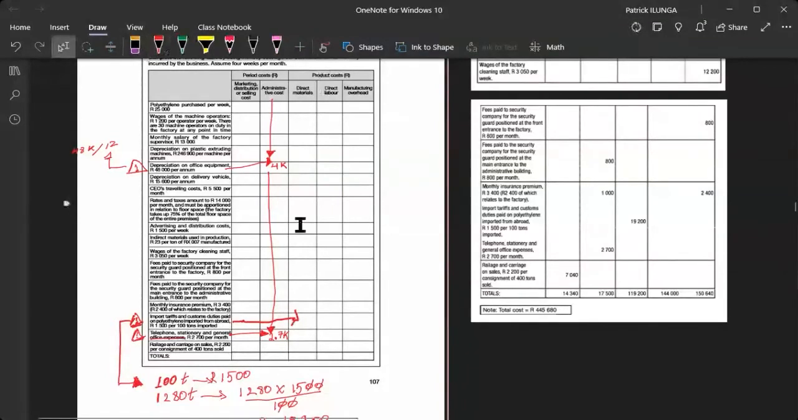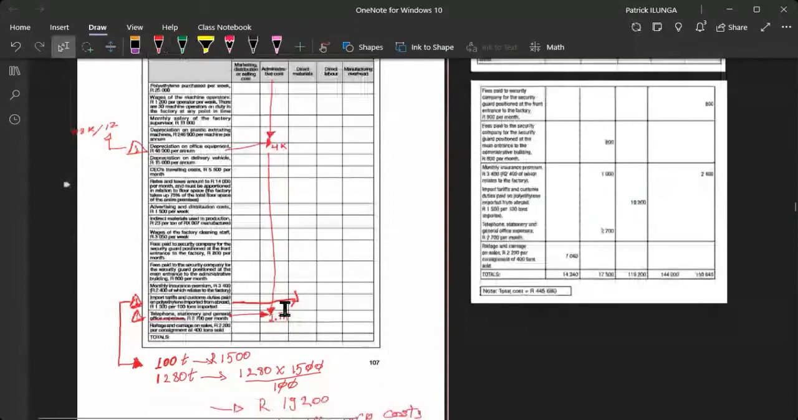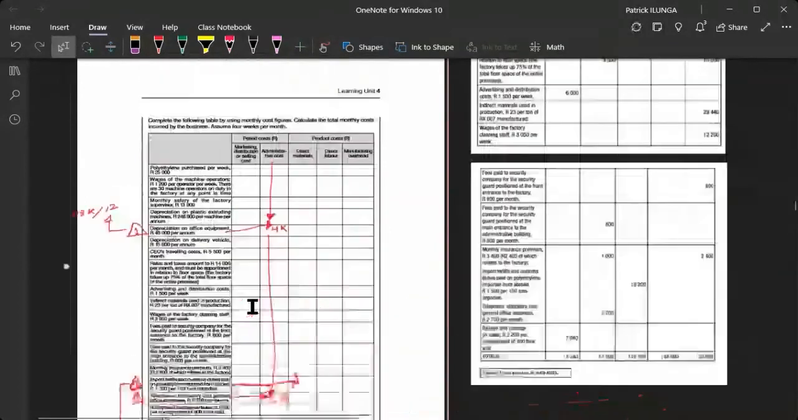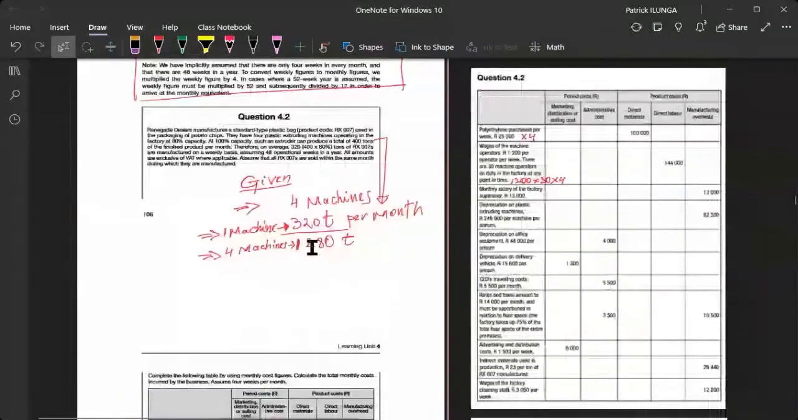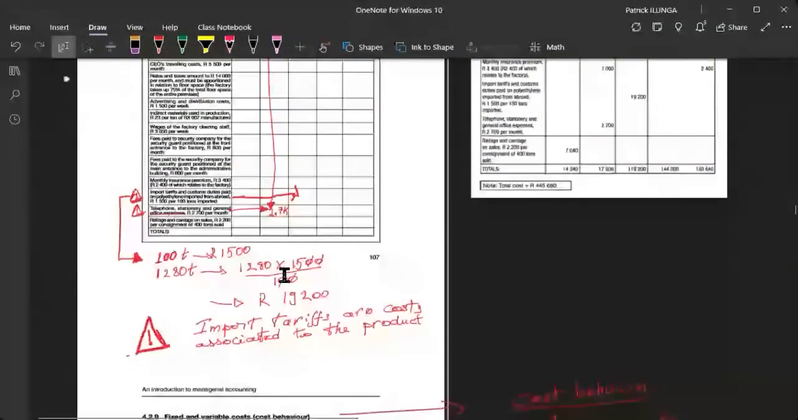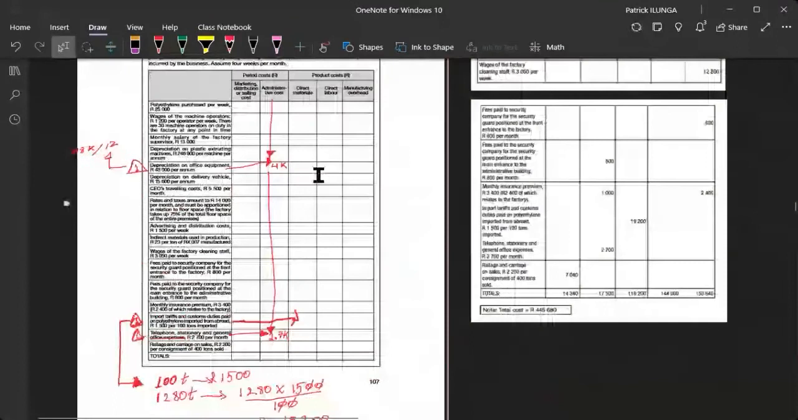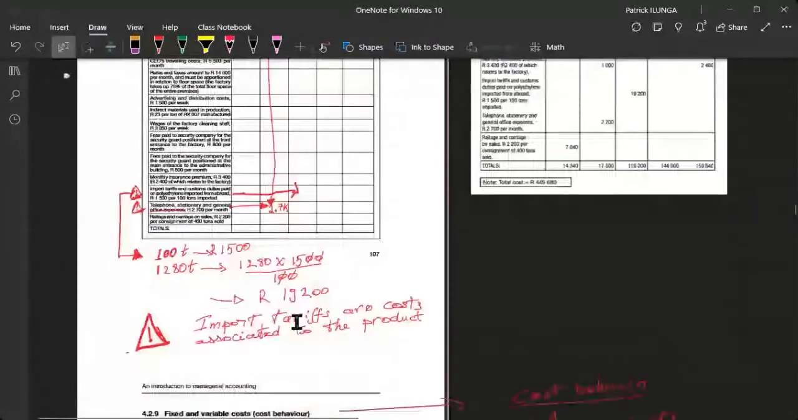So remember again, for 100 tons, you pay 1,500 rand. Now for 1,280 tons, how much are you going to pay? Basically, that will be the amount that you pay for the import tariff, and it is part of your direct material cost. So very important, and that's why I'm writing this for you to pay attention. Pay close attention.